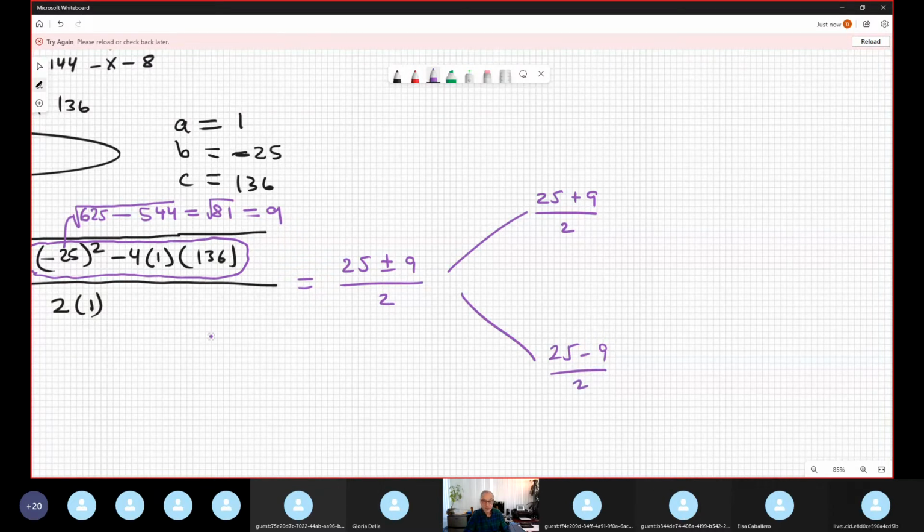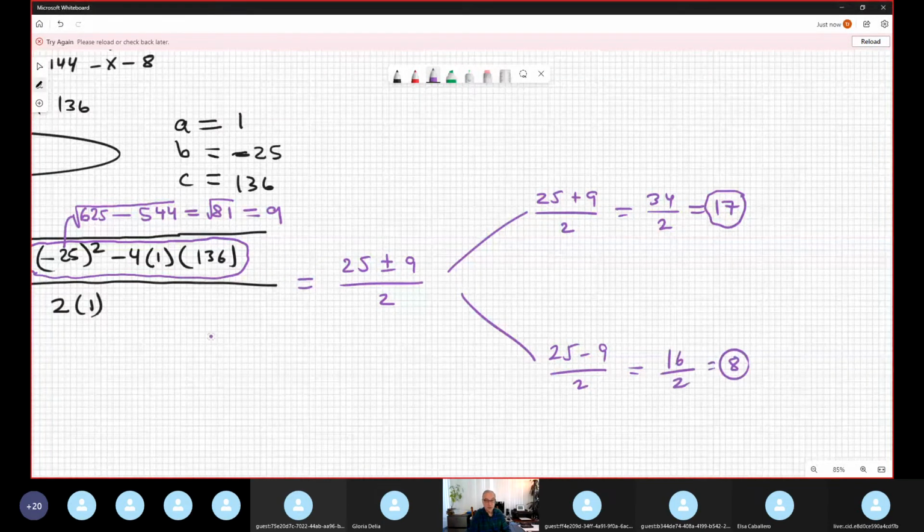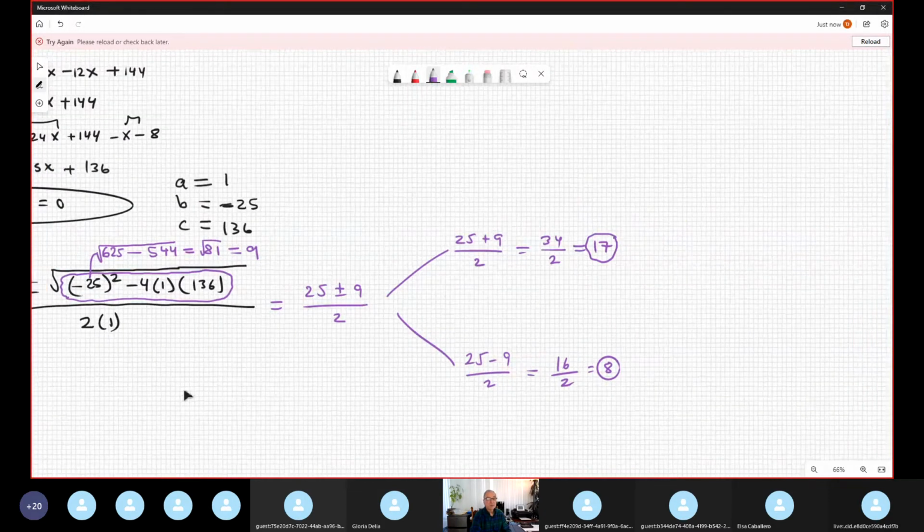Okay, 25 plus 9 is 34 divided by 2, 17. This is my first potential solution. I need to verify it. Be careful. And 25 minus 9 is 16 divided by 2 is 8. We have two potential solutions. I need to verify if both work or not.